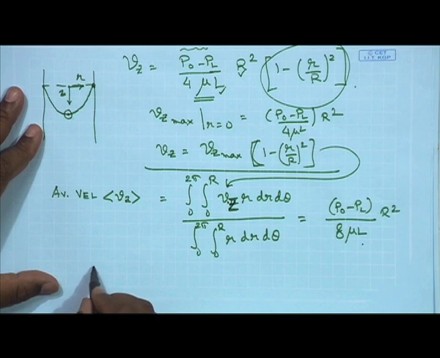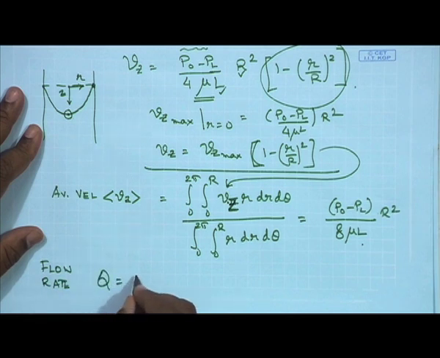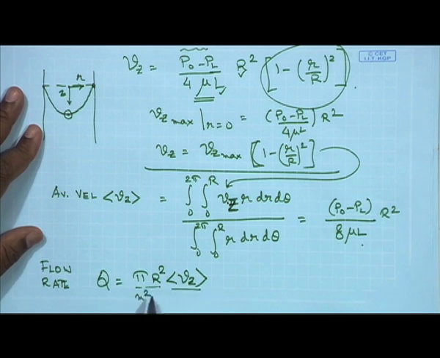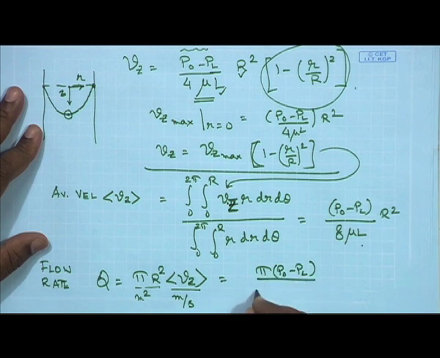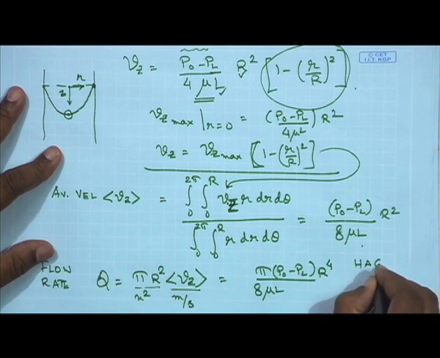And once you have the average velocity, the flow rate Q would be equal to pi r square times the velocity. So this has units of meter square, this is meter per second. So together it becomes meter cube per second, which is the volumetric flow rate, which would be equal to pi (P0 minus PL) by 8 mu L times r to the power 4. This is a famous equation which is known as the Hagen-Poiseuille equation.